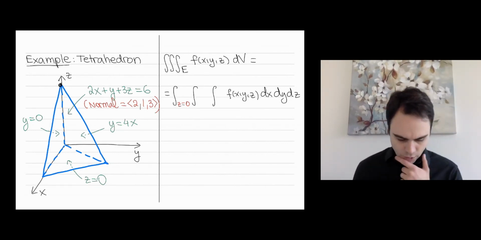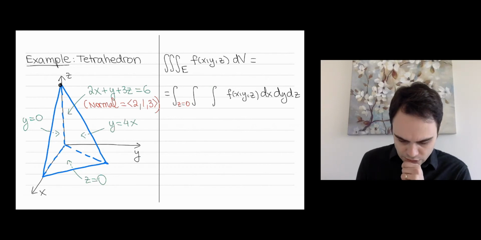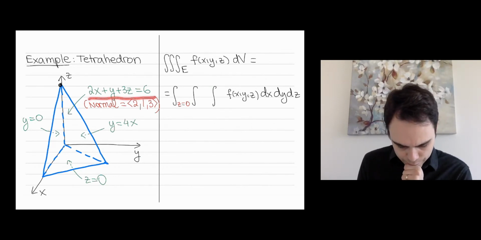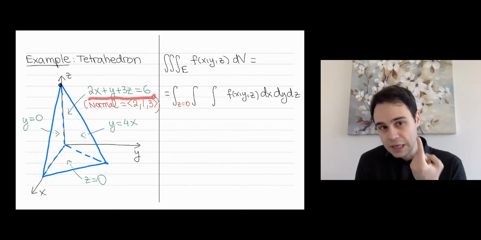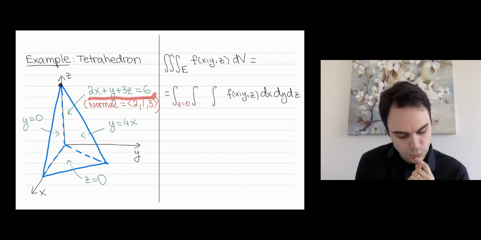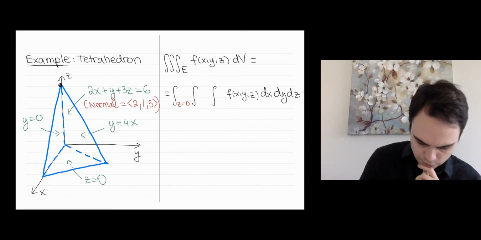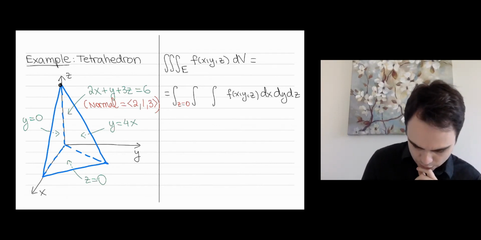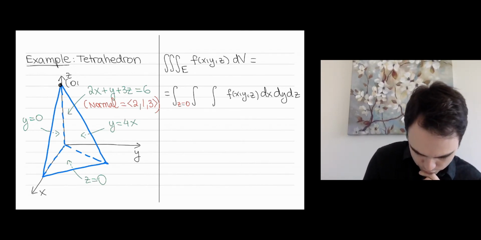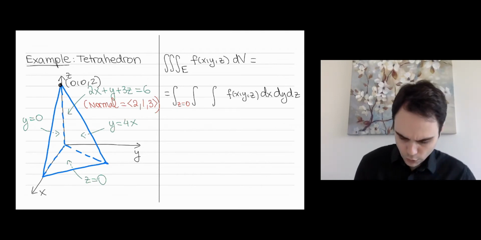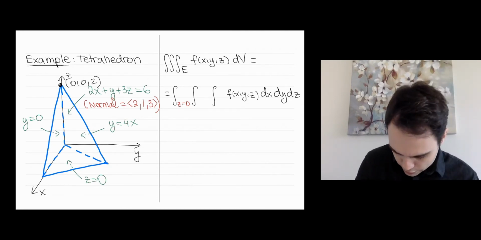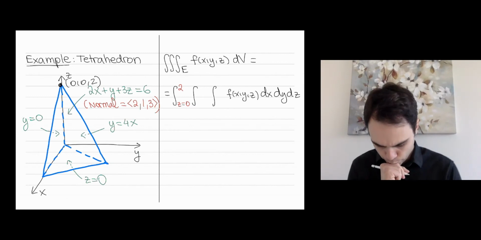So let's see. I know that this point lives in this plane over here. I know this point lives on the z-axis from the picture, so x and y are 0. So if x and y are 0 and this equation is true, then 2 times 0 plus 0 plus 3 times z is 6, and so z must be 2. So this point is the point 0, 0, 2. Okay, so the tallest point in the picture has z equal to 2.